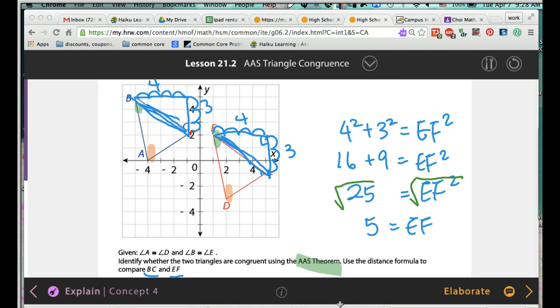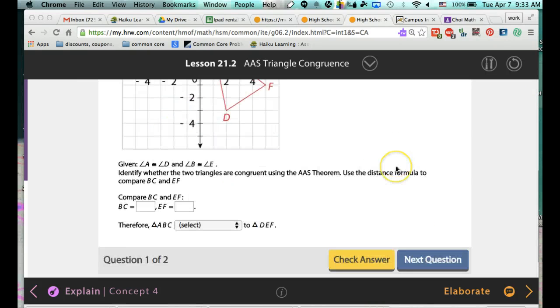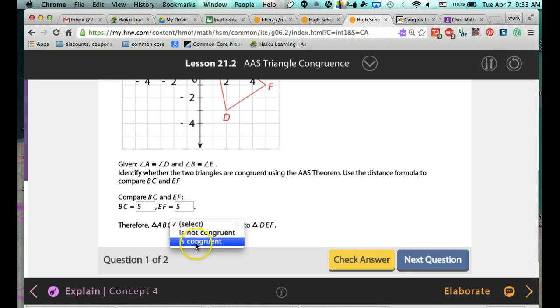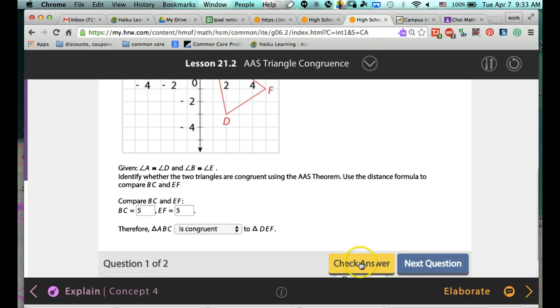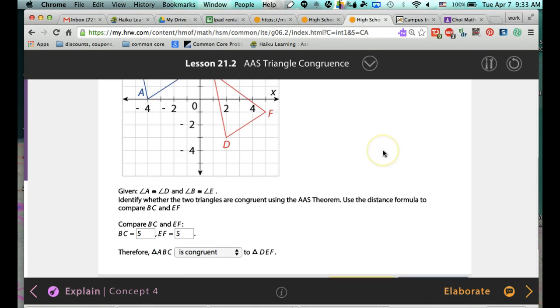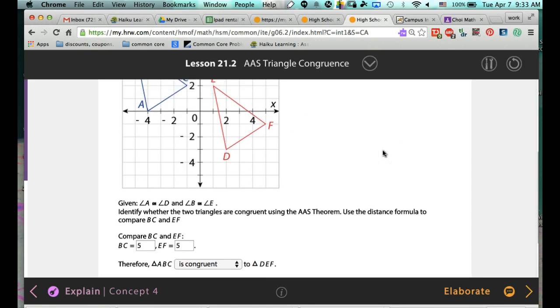All right, so let's scroll down and see what the question really wants me to do. BC is how long? 5. EF is how long? 5. Therefore, the triangles are congruent. And that was it. Let's check my answer. Of course, it is correct. And we are done.